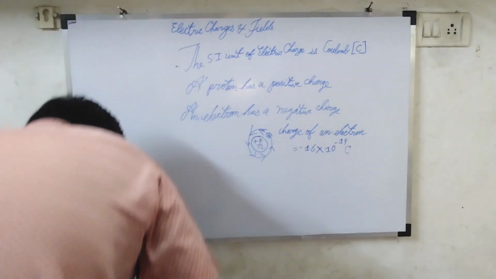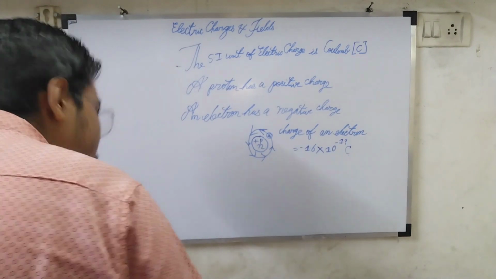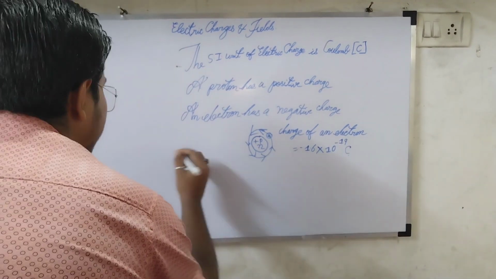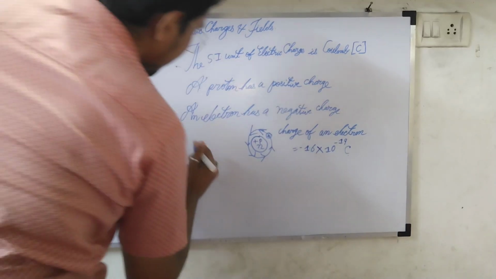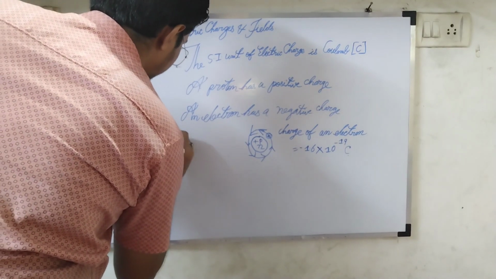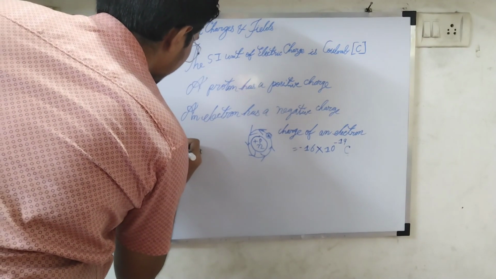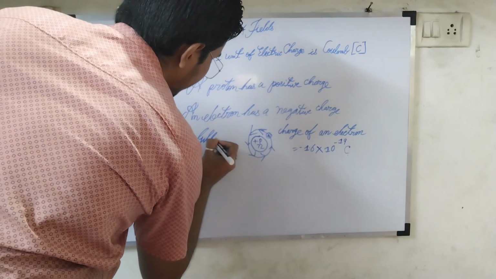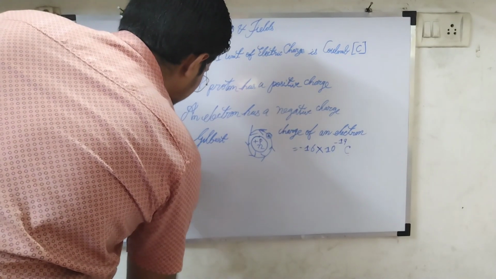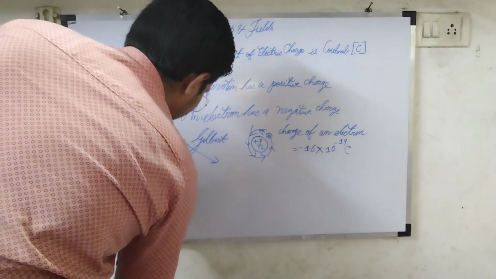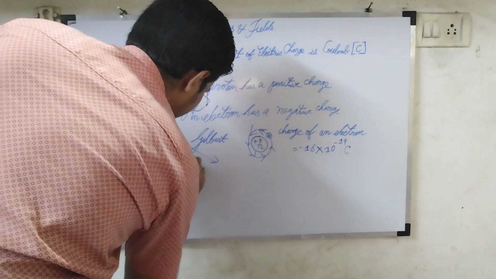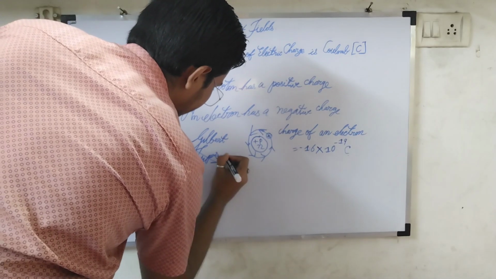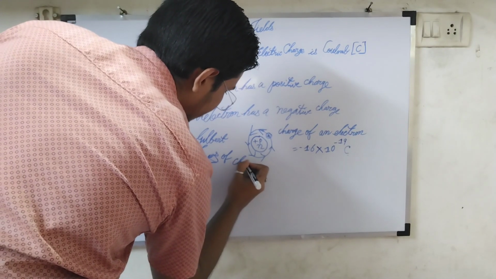Now, who first observed the two types of charges? It was William Gilbert. What did he observe first? He observed two types of charges.